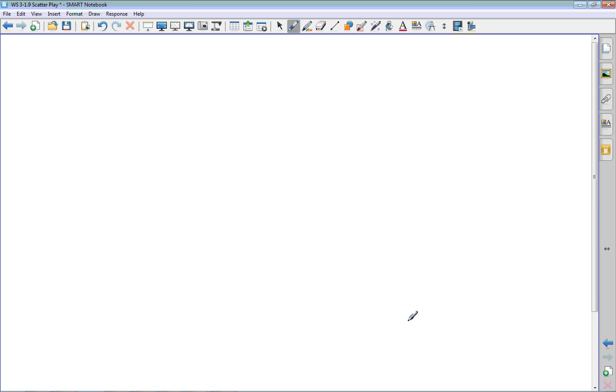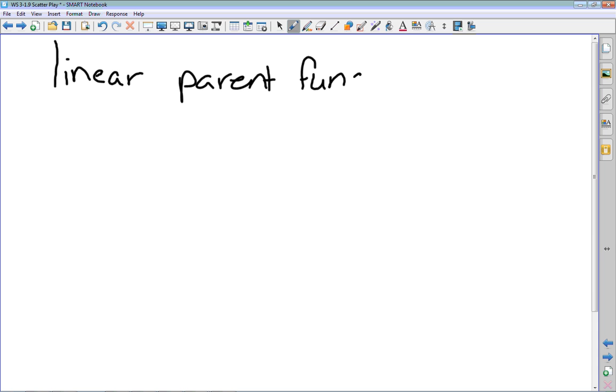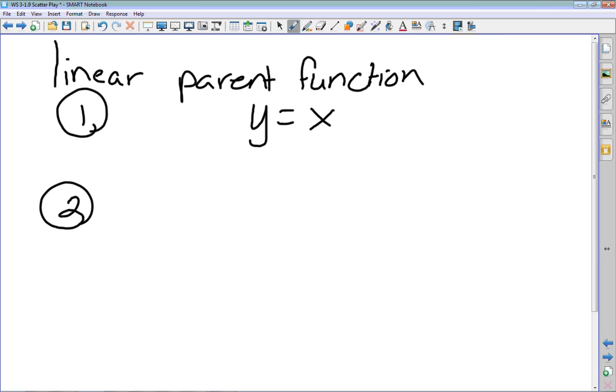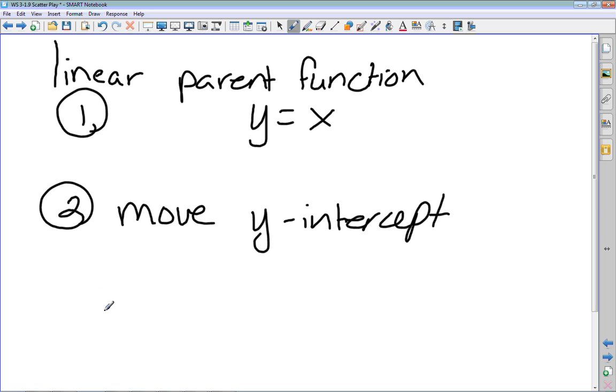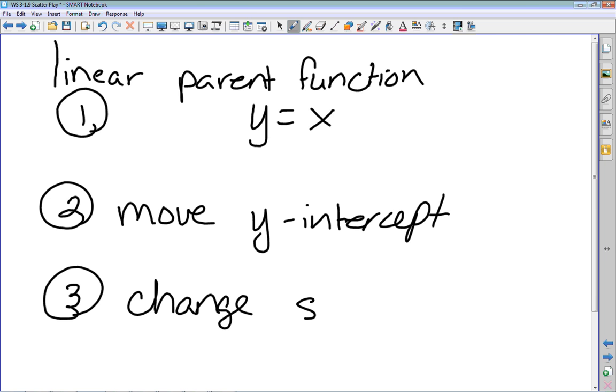Okay, again, what is the linear parent function? So the first thing you're going to do, the linear parent function, that's y equals x. That's what you're going to put in there first. That's what you're going to start with. Then the second step is to move the y-intercept. Then third, you would change the slope. And then you would keep messing with them to try and see how you're going to make your trend line fit the best.